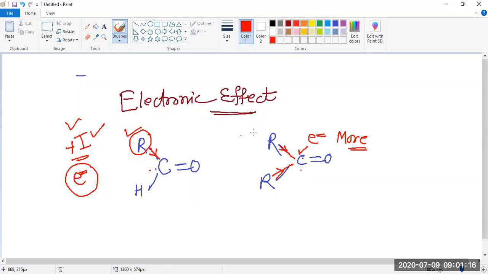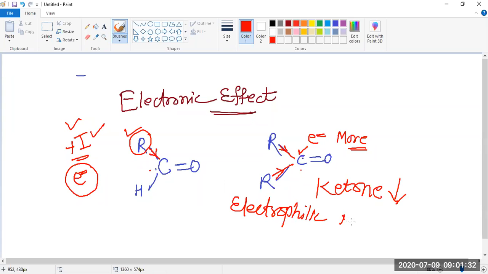So the electrophilic nature of the carbon in the case of ketone will decrease, while in the carbonyl carbon of aldehyde it will be higher, because only one alkyl group is attached in aldehyde, whereas in ketone there are two alkyl groups. Two alkyl groups will supply more electrons.